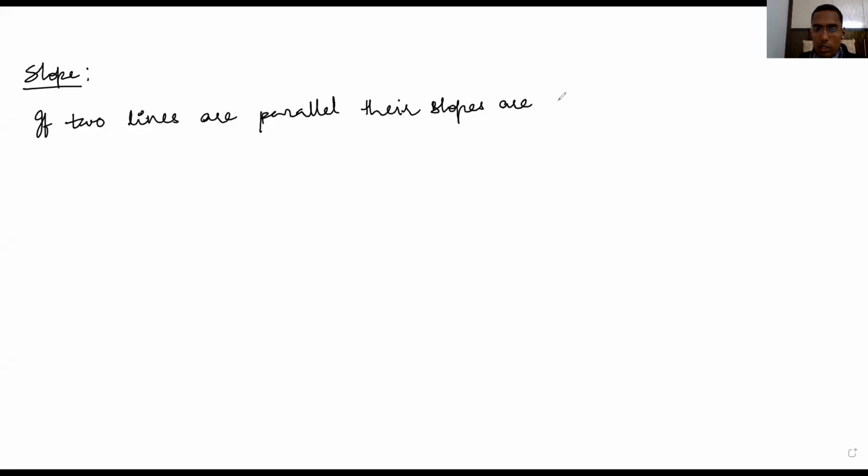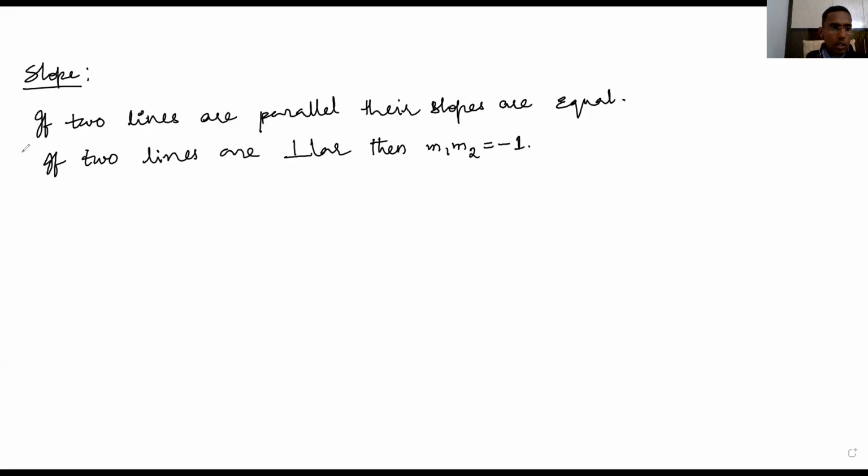Slopes are equal, right? Yes, their slopes are equal. And if two lines are perpendicular, then what is the condition? Then M1 into M2 is equal to -1. Okay, M1 into M2 equal to -1. Next, the third point.